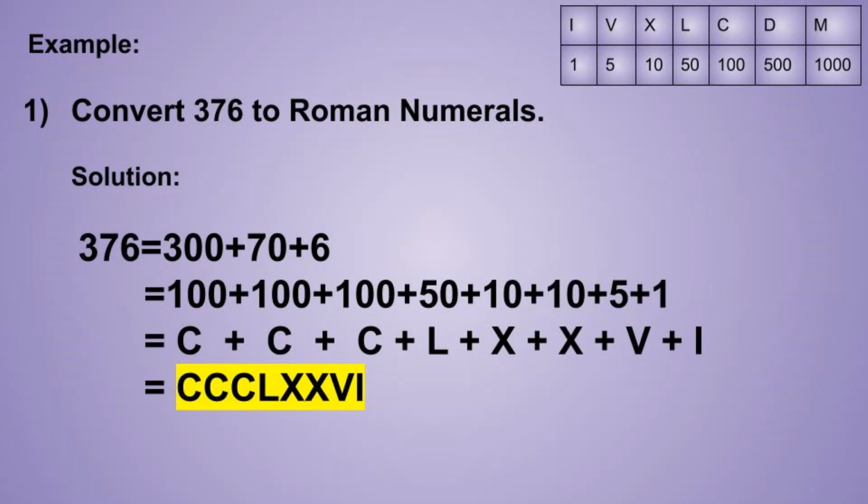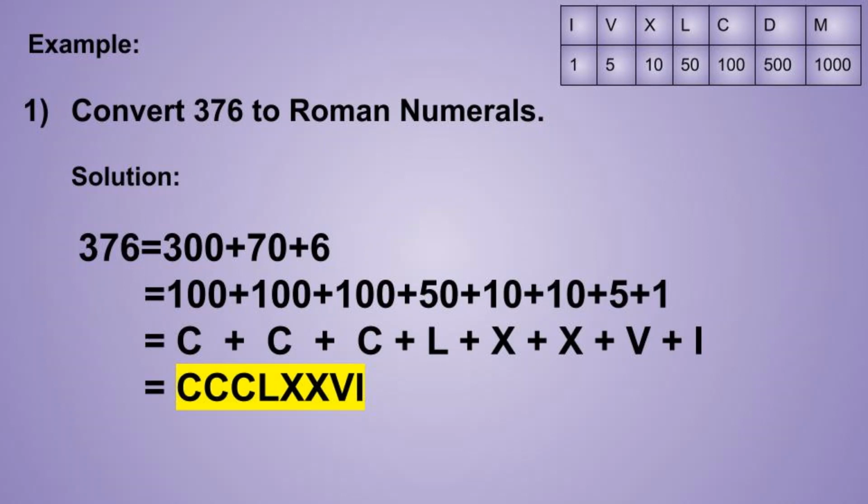We don't know the exact Roman numeral for 300. So again 300 is written as 100 plus 100 plus 100. And for 70 we don't know the exact Roman numeral. Again 70 is separated and written in the form of 50 plus 10 plus 10. 6 can be written as 5 plus 1. So in the second step, 100 plus 100 plus 100 plus 50 plus 10 plus 10 plus 5 plus 1.